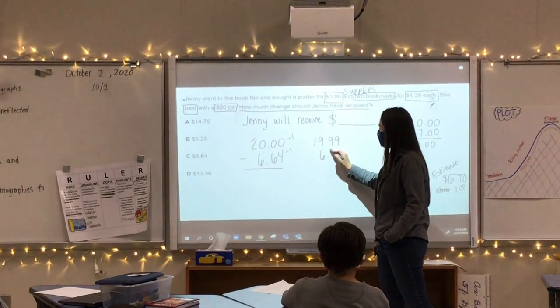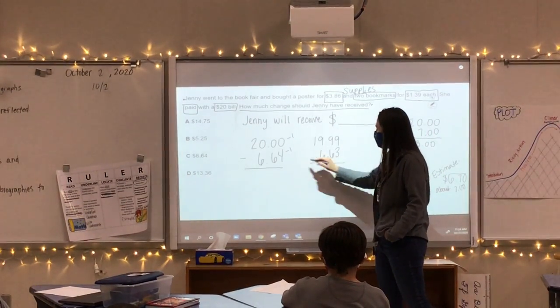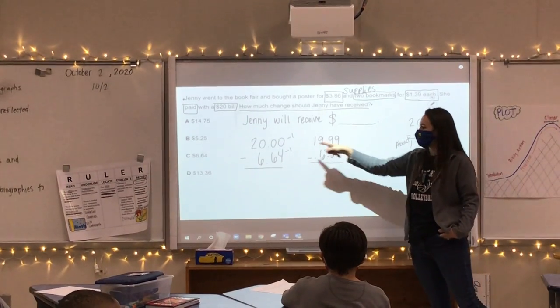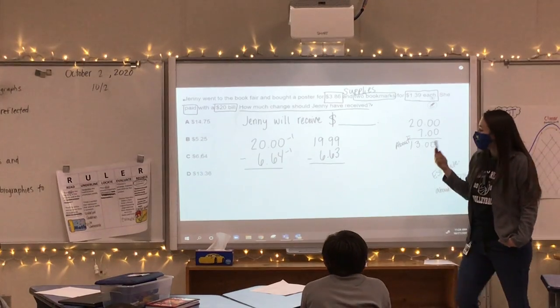$6.63. This is just to eliminate all of that clutter, crossing out and turning, because look what we did. We did the exact same thing we would have done if we crossed everything out. You missed something. Real quick.